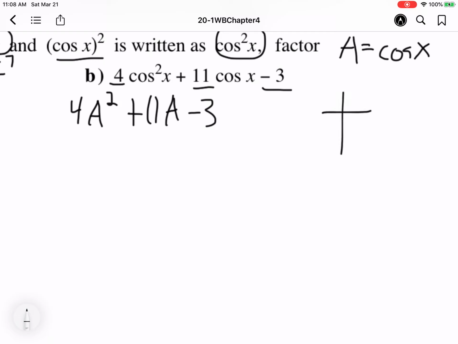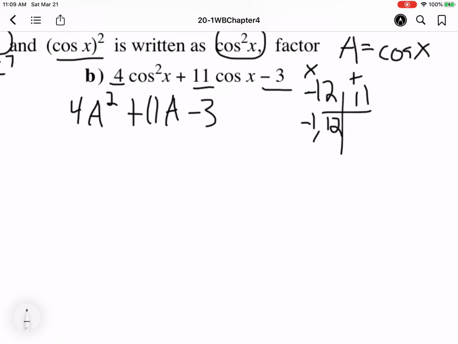Right, I've got 4 times 3, so negative 12, and positive 11 is what it needs to add to. They multiply to negative 12. Okay, do your guess and check, find those numbers. Right, these numbers are going to be negative 1 and positive 12.